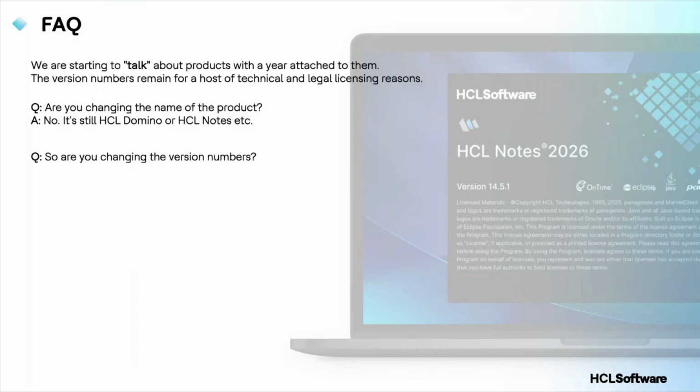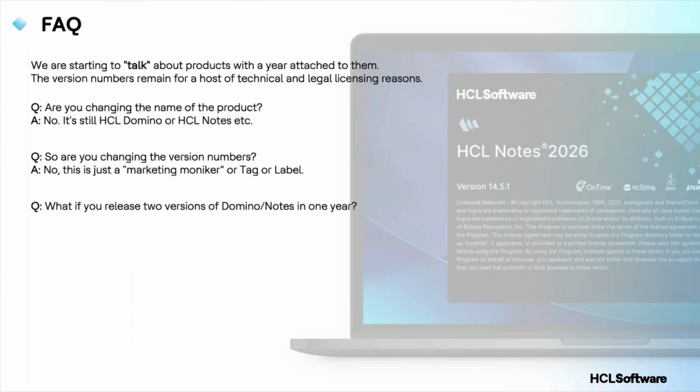We're just making sure that we've got a tag or a label, or what we call a marketing moniker, which doesn't make sense in a lot of languages, not least of which English. So we're keeping this simple. We're just tagging the products with the version or the year that they came out. They're going to move forward.